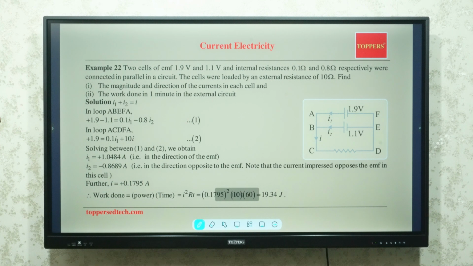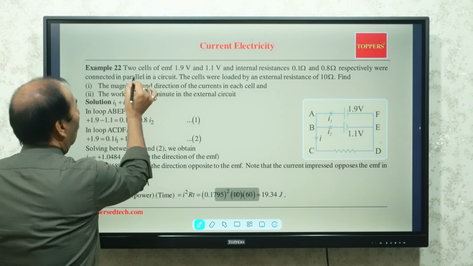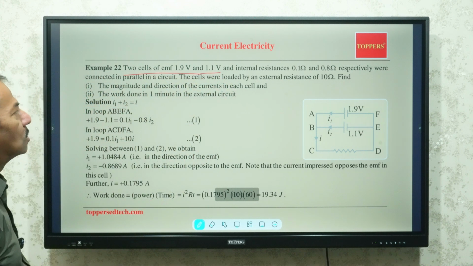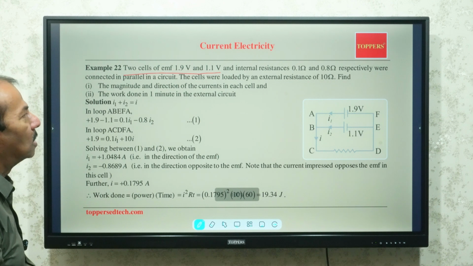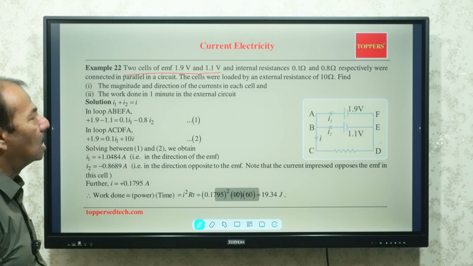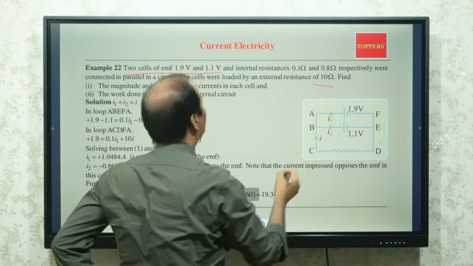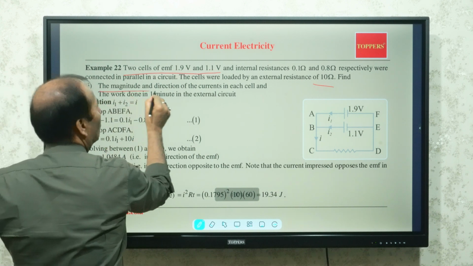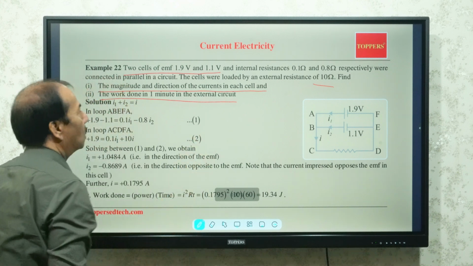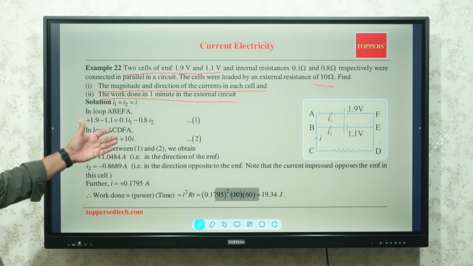Now here in this example you can see two cells of EMF 1.9 volt and 1.1 volt and internal resistance 0.1 ohm and 0.8 ohm respectively were connected in parallel in a circuit. The cells were loaded by an external resistance of 10 ohm. Find the magnitude and direction of the currents in each cell and the work done in 1 minute in the external circuit. So again you can see the question.